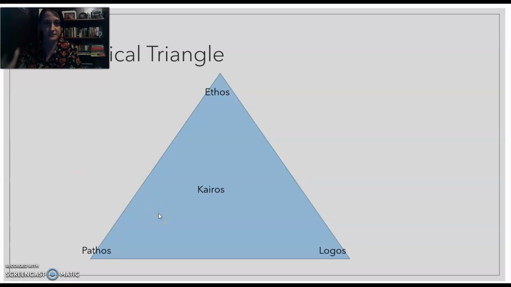And this is also just to demonstrate that you don't have to just use one. Likely you're not. As humans, our argumentation, our language is so complex that we often utilize one, two, maybe all three. But regardless of which one you're using, kairos is in the center because you always have to consider the context and the timeliness of your argument.